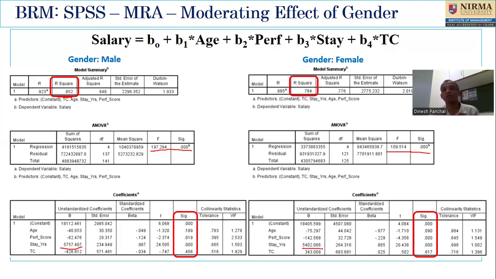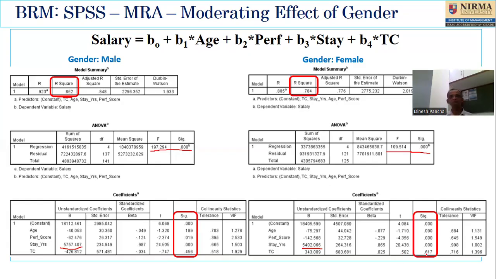So there's a difference of 300 rupees. We can say the moderate effect is there. In case of a male, the impact of stay years on the salary is higher as compared to female. The last one, TC, is not significant in case of a male. It is also not significant in case of female. So there is no moderate effect.